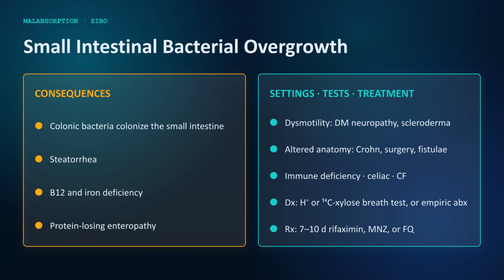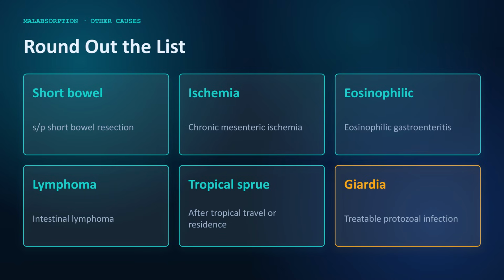Diagnose with a hydrogen or carbon-14 xylose breath test or with empiric antibiotics. Treat with 7 to 10 days of rifaximin, metronidazole, or a fluoroquinolone. A caution: breath testing is imperfect, so empiric antibiotics with a clear response remain a common approach. Round out the malabsorption list with the causes that do not fit neatly elsewhere.